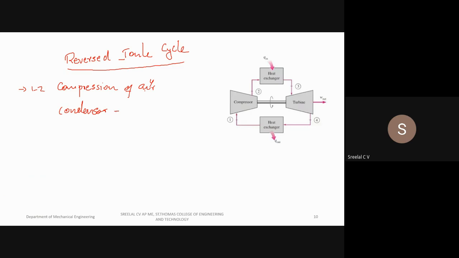At the condenser, what happened? Your compressed air will be rejecting heat, QH, into the atmosphere. As a result, the phase change takes place from vapor to liquid. So at the compression, the compression of the air takes place, then it is taken into the condenser, where it rejects heat. Through that the phase change occurs.